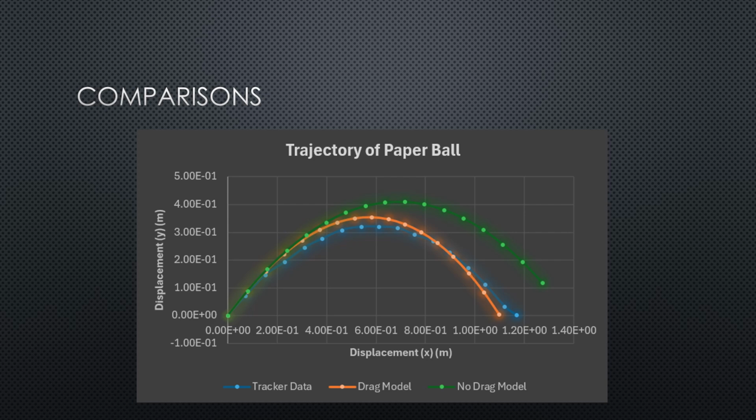And this is the graphical comparison of the trajectories of the experiment and the computational models. The tracker data represents the experimental data collected, and from this, it is obvious that the drag model more closely replicates the experimental findings. The model with no drag has a higher and longer trajectory due to less forces acting against its motion, hence why it overshoots the expected trajectory and doesn't land in the same time interval.